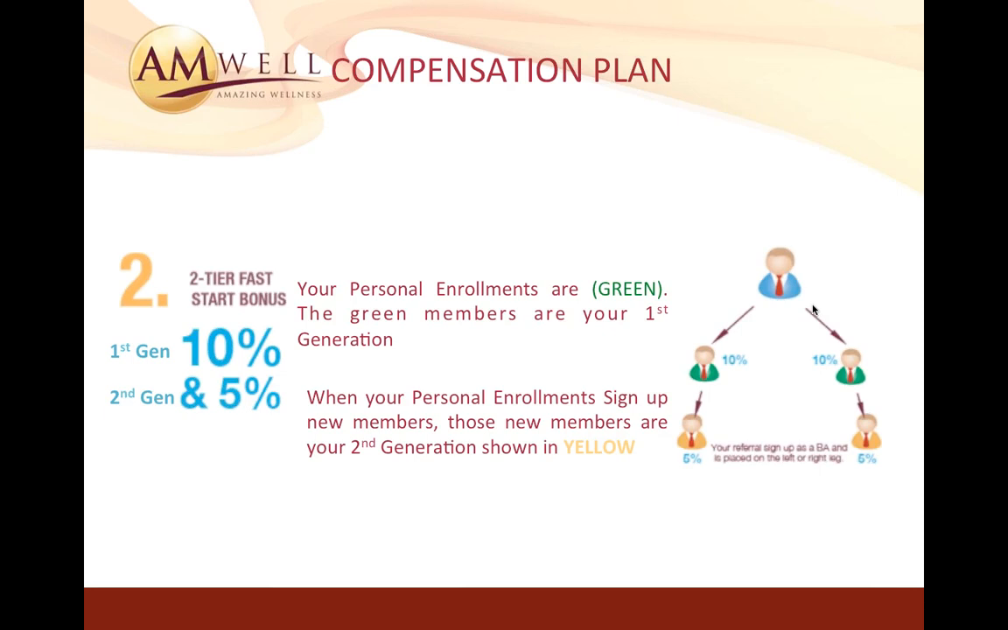So again, first generation Fast Start bonus is 10% of the wholesale amount, and the second generation is 5% of the wholesale amount.